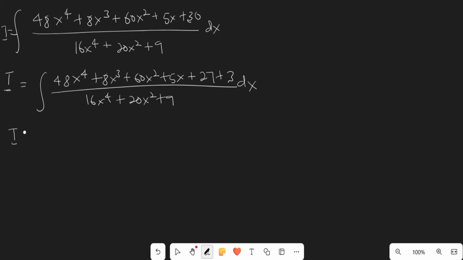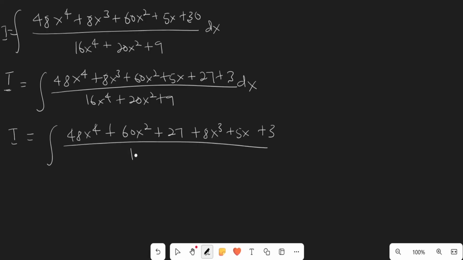So I can split this, the integral of 48x to the 4th power plus 60x squared plus 27, and then plus 8x to the 3rd plus 5x plus 3, all divided by the denominator 16x to the 4th plus 20x squared plus 9 dx.